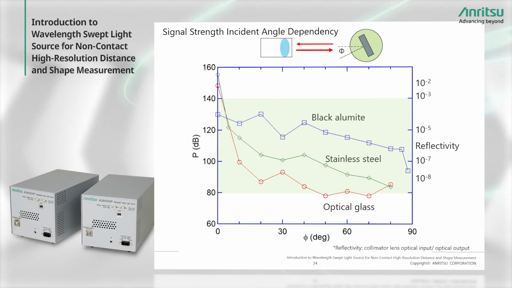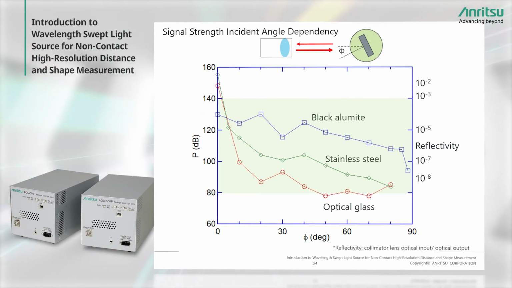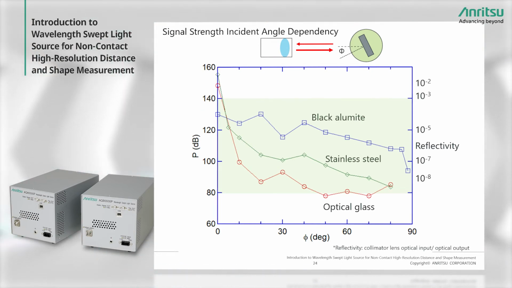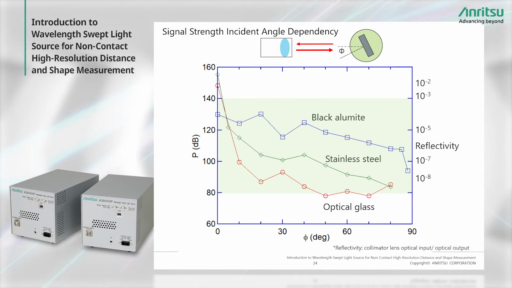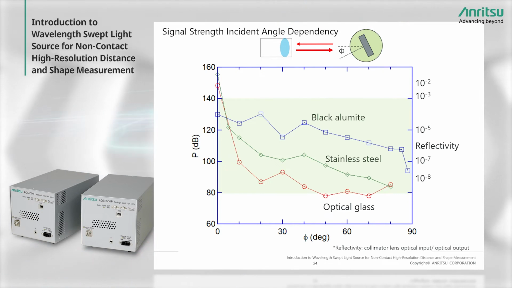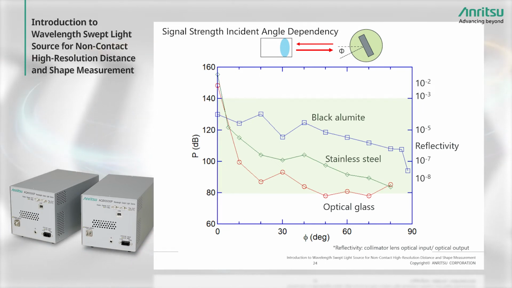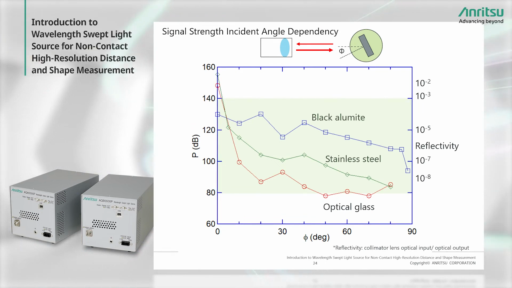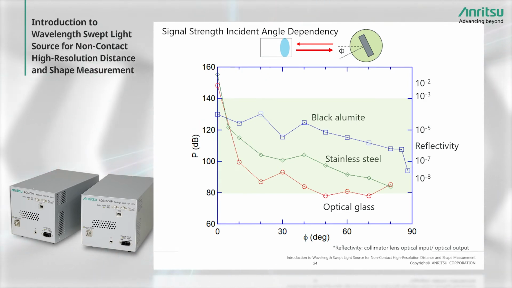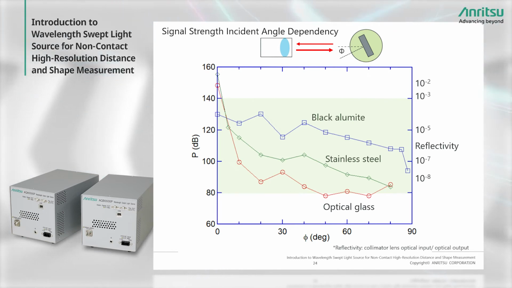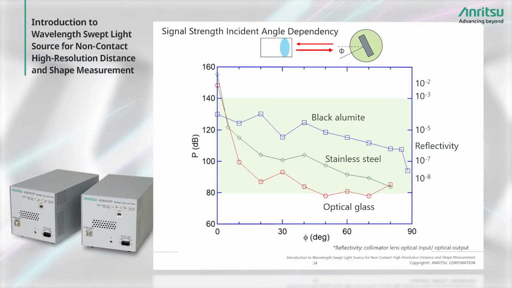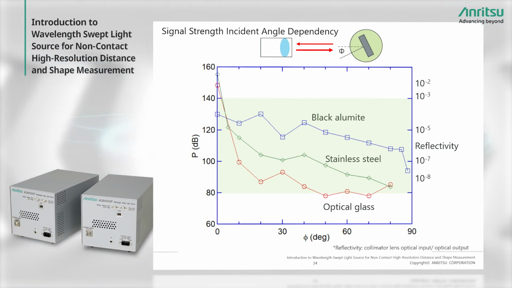Looking at the curve for black alumite, the reflectance is not so strong, and does not decrease very much even when light strikes the material perpendicular to the surface, and the plotted line does not fall greatly with increasing incident angle, making measurement possible up to an angle of 88 degrees. Extremely black alumite can be measured easily, although we might have expected that a material with such low reflectivity would be difficult to measure. It can be measured easily.